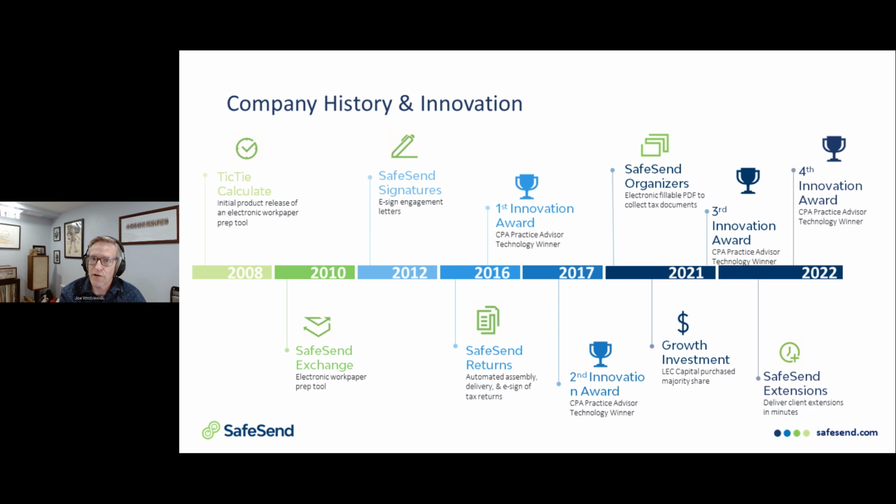As far as the company history goes, SafeSend was started in 2008 with the launch of TickTie Calculate, which is still a product that is available and is in wide use. It is an Adobe plugin for preparing work papers. Once after that, we launched SafeSend Exchange, which is a secure file transfer program. So clients can send things back and forth to you, and you can send things to them very easily. And with all of our modules that we'll be going over today, your clients don't need passwords or usernames.